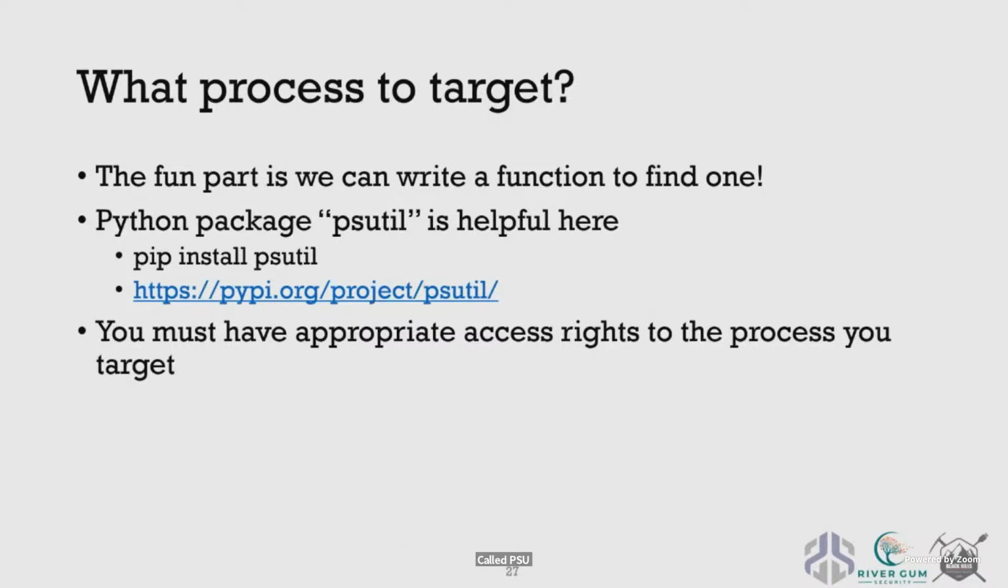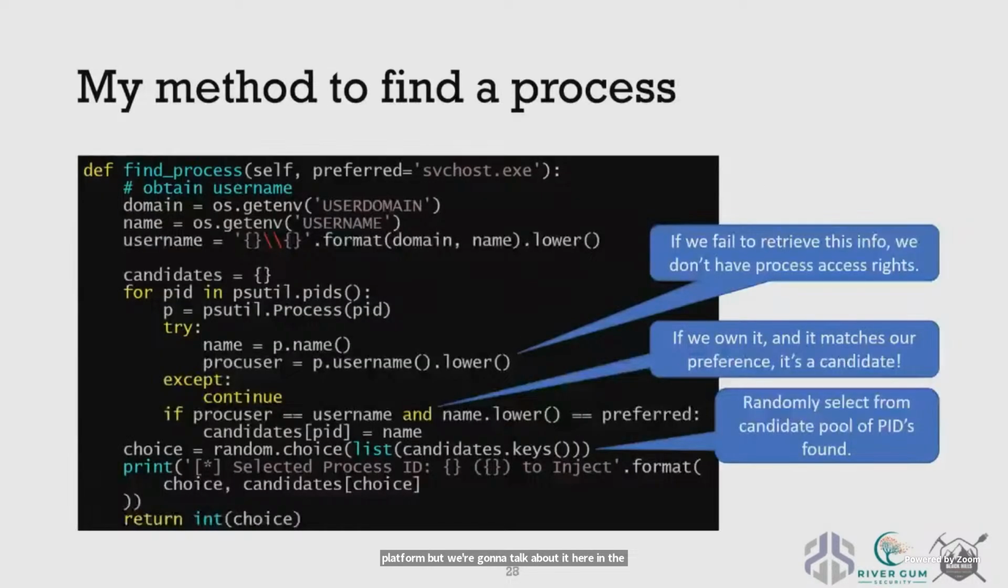And psutil is a process utility package that is very, very well written, and it's actually cross-platform. But we're going to talk about it here in the Windows context. So I wrote a Python method here to find a target process, and it has an optional parameter called preferred to target a specific named process. And I just went after svchost.exe, but you don't have to do that.